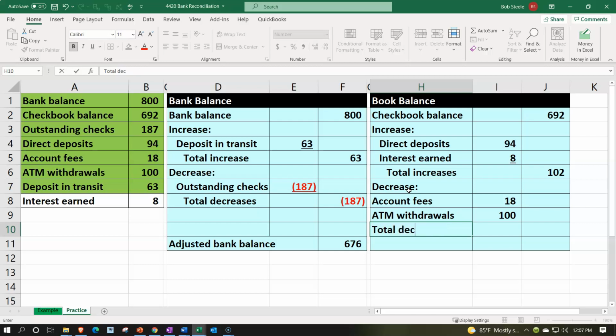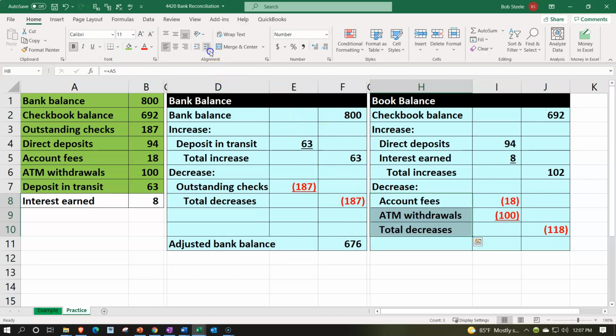So then total decreases are going to be over here. Let's do the same thing and make the decreases a negative. So I'm going to make these a negative. I'm going to put a negative sign in front of it, making them negative, and then we'll equals the sum of the two negative numbers for the account fees and the ATM. Let's put an underline here, doing some formatting stuff. Font group underline. Let's do some indentation. Selecting these three, we're going to go alignment, indentation. Let's do it again. Alignment, indentation.